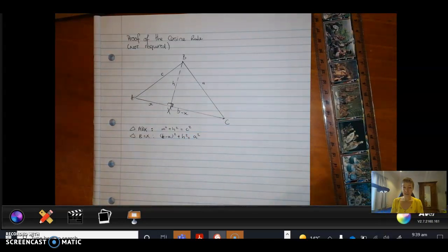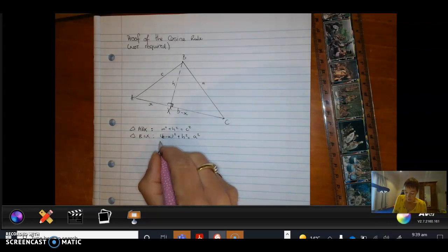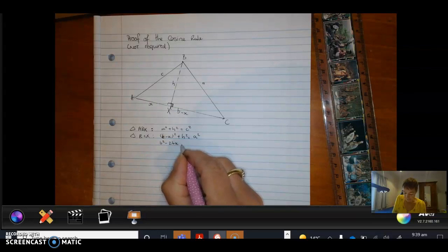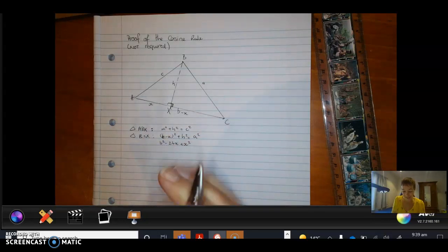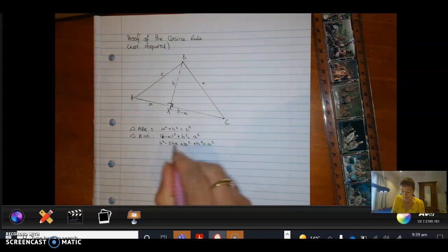So I've just really written out two Pythagoras's, and now I'm going to just expand this one and see what we get. So this will be b squared minus 2bx plus x squared. I know this is an area where people get a bit confused, but remember you're just multiplying each of the terms by themselves. And plus h squared equals a squared. So I've just expanded that.